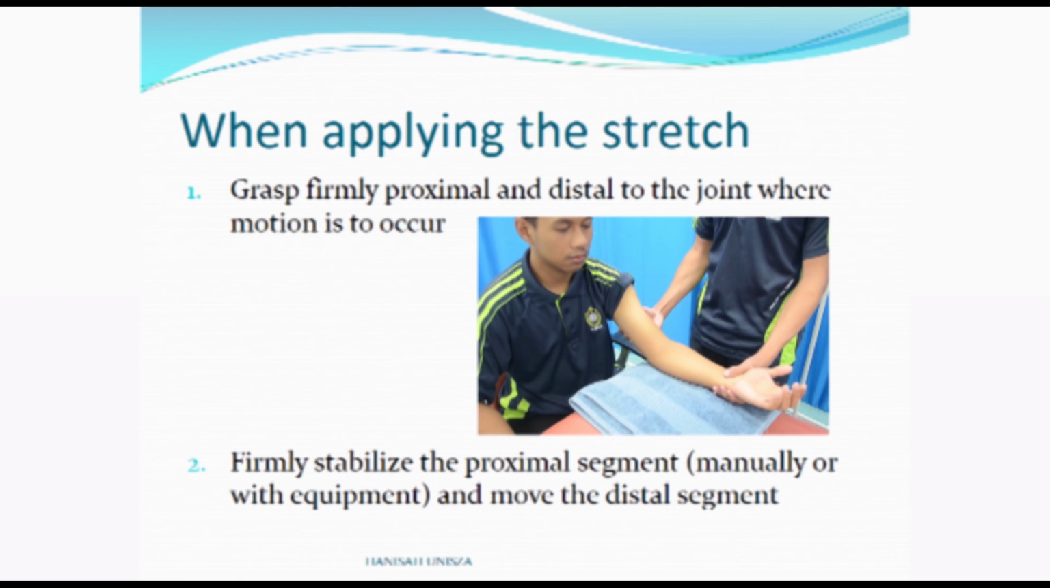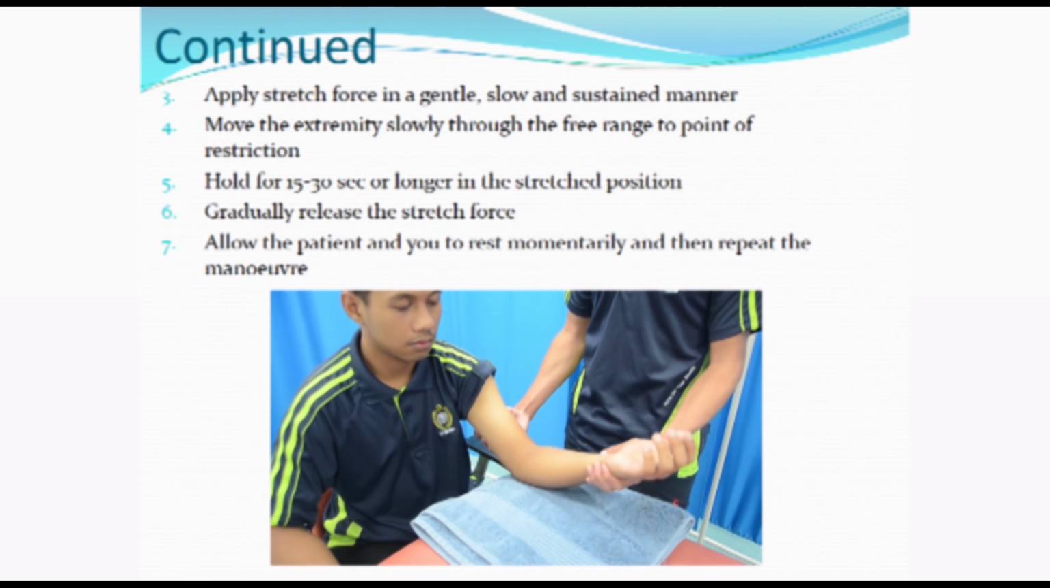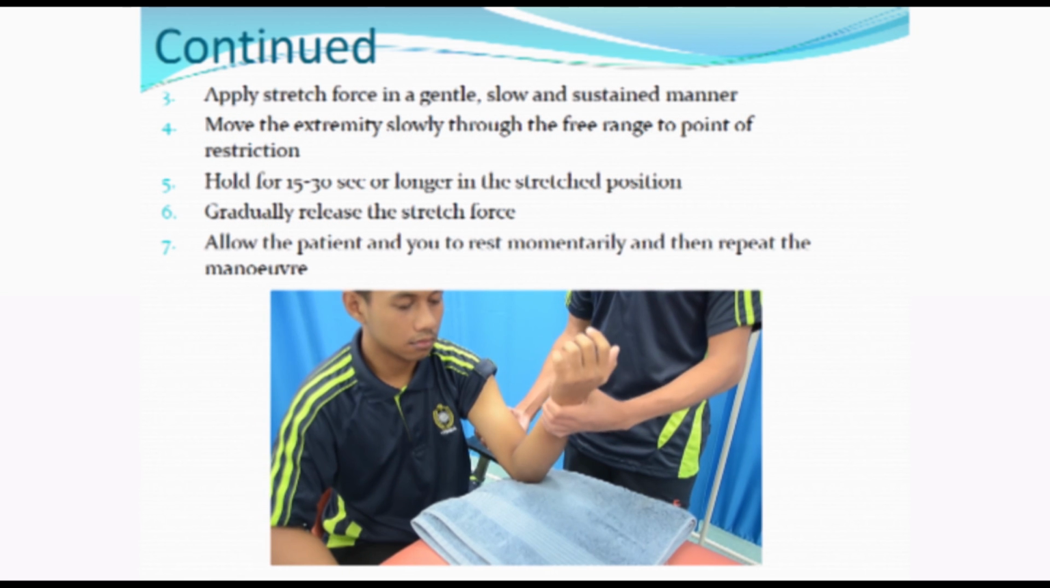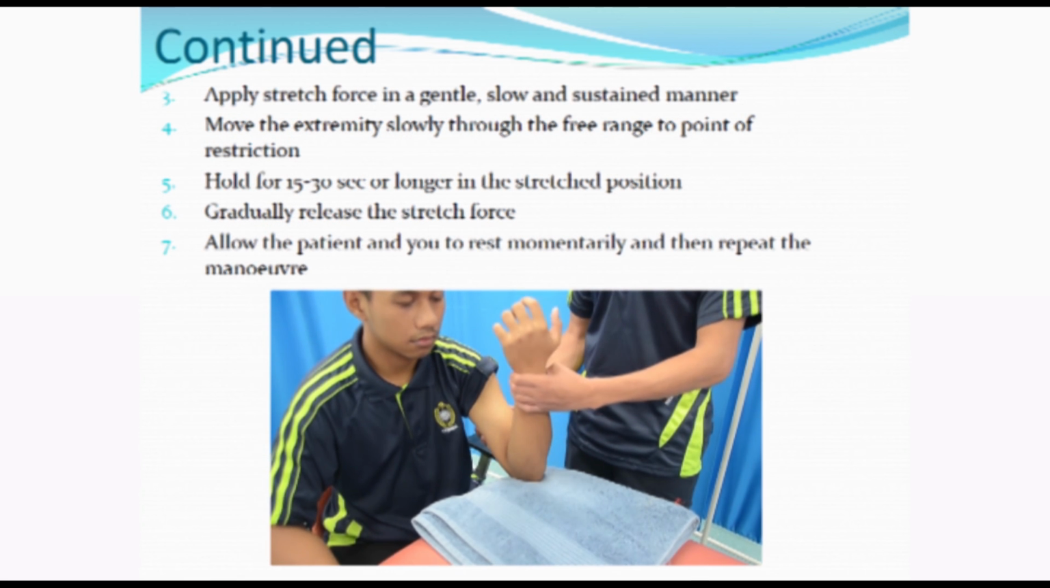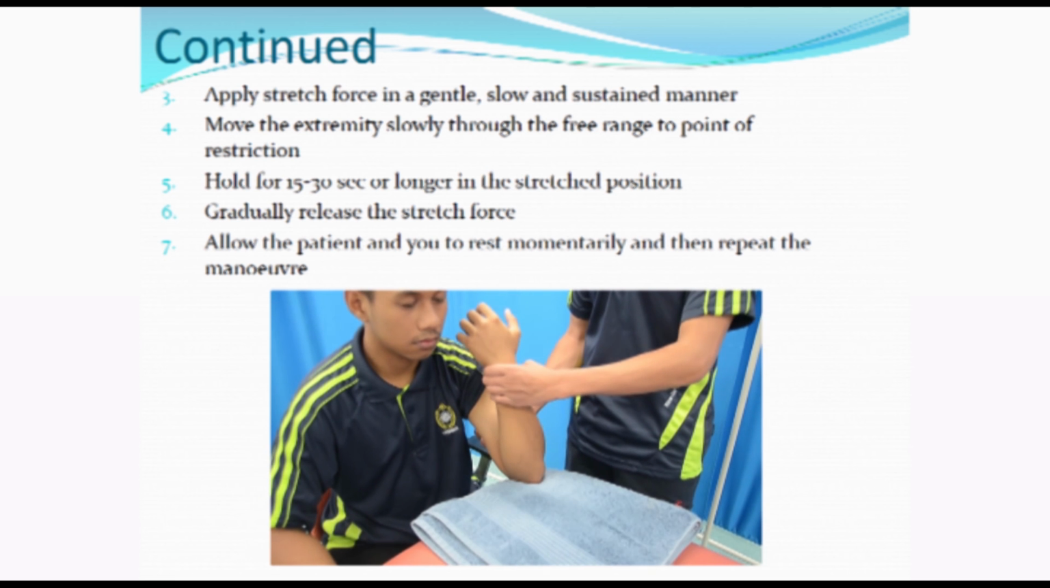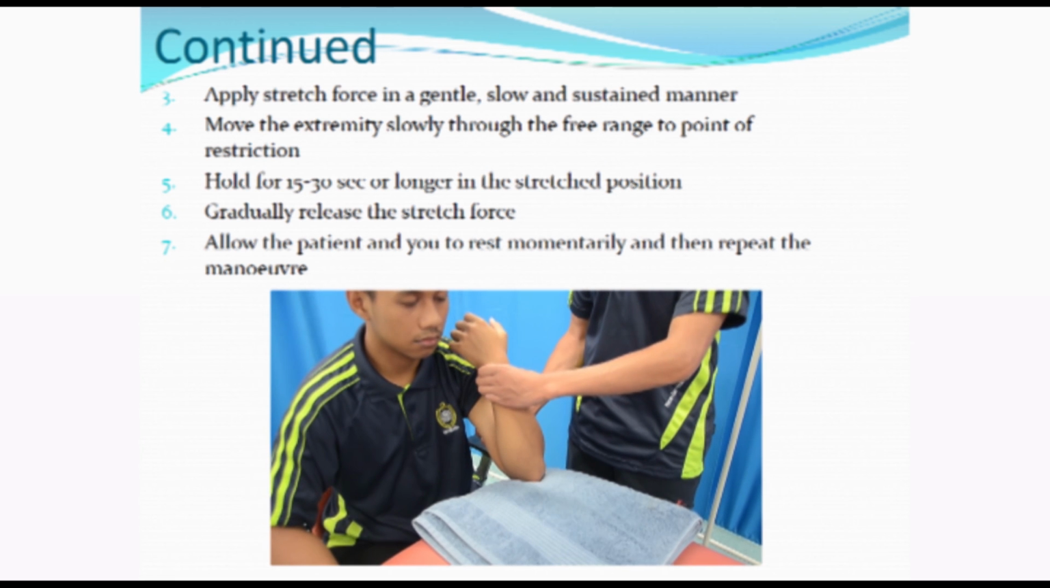When applying the stretch, grasp firmly proximal and distal to the joint where motion is to occur. Firmly stabilize the proximal segment manually or with equipment and move the distal segment. Apply stretch force in a gentle, slow and sustained manner. Move the extremity slowly through the free range to the point of restriction.